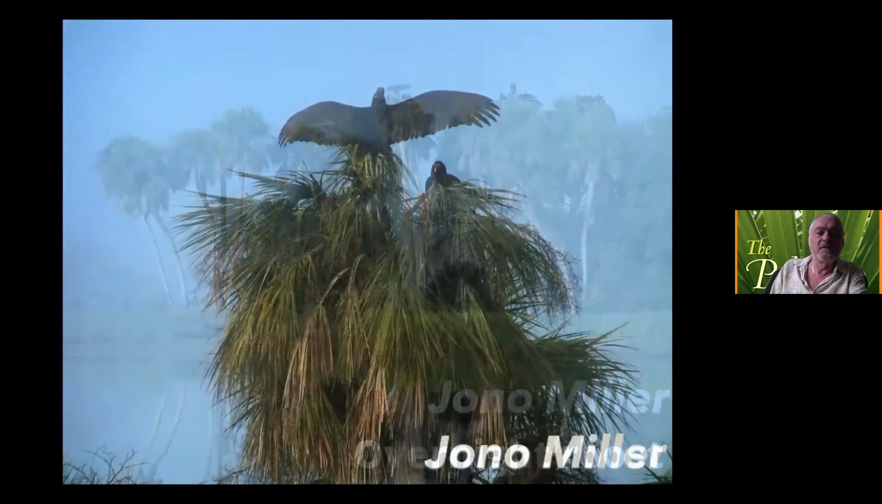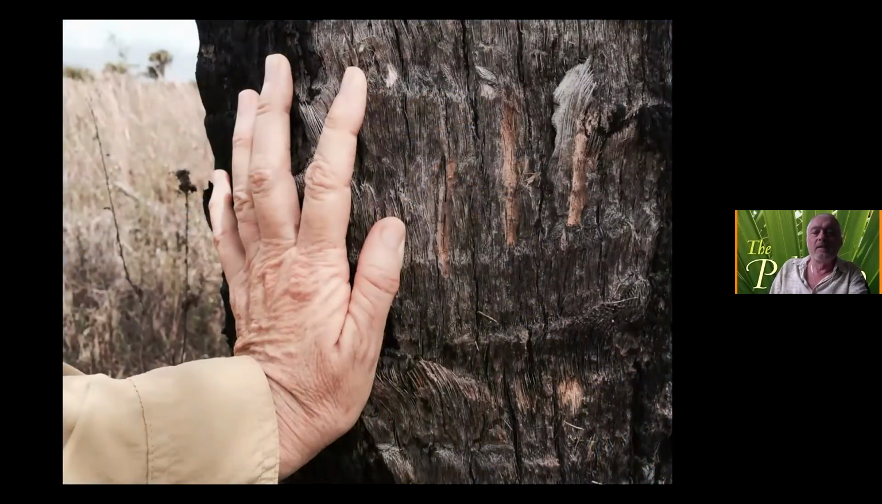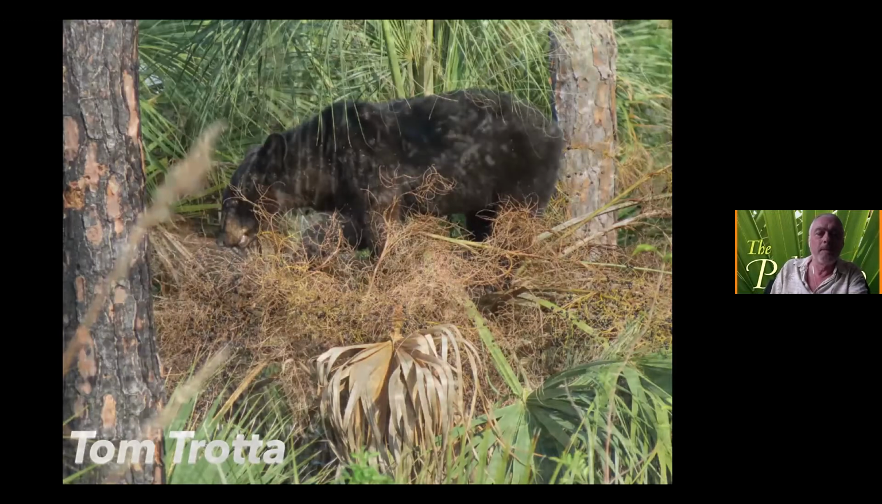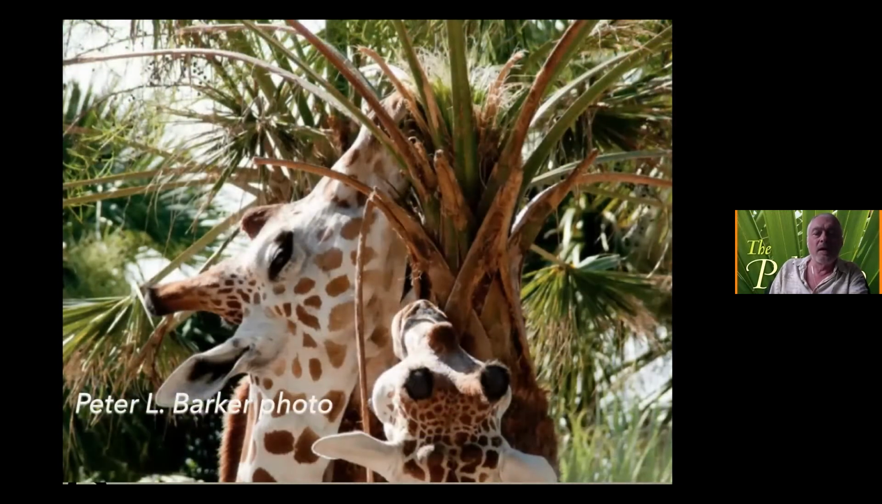Vultures roost in them. This is at Lower Myakka Lake. And you see to the right of Julie's hand some scratch marks. Bears will climb up into cabbage palms to eat the heart and also the fruit, and apparently sometimes just to take a nap. Turtles and alligators rely on them in the water to come out and sunbathe. And at exotic animal parks, you can find non-native species feeding on cabbage palms as well.